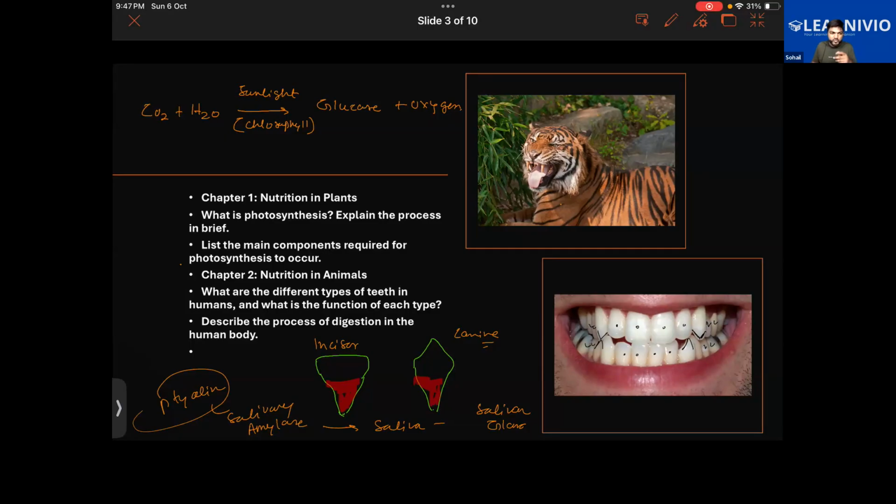In the stomach, food will remain for 2 to 3 hours, and it is made into a paste-like structure called chyme. Can you guys recall this term, chyme? Yeah, anyone? The food is converted into paste-like form in the stomach called chyme. From there, it goes into the small intestine.